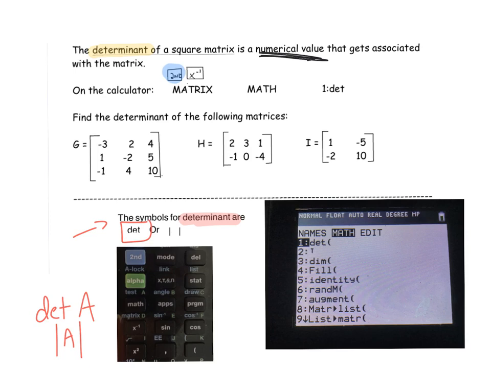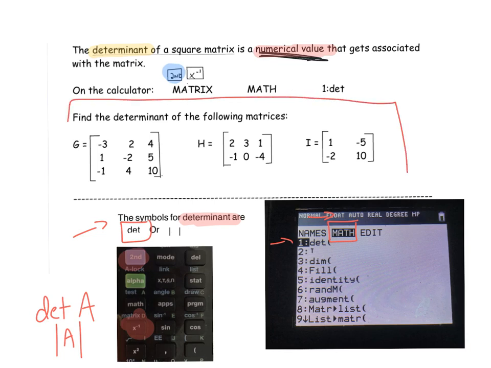Now, the way we're going to calculate the determinant is technologically. There's a mathematical approach and a process for finding determinants, but we're taking our course with the graphing calculator. So the way you're going to find this numerical value is you're going to go to the matrix menu. You're going to go to second and then inverse for matrix. You're going to move the cursor over once to math, and then option number 1 stands for the determinant. So the determinant is just going to be a number that gets associated with a square matrix.